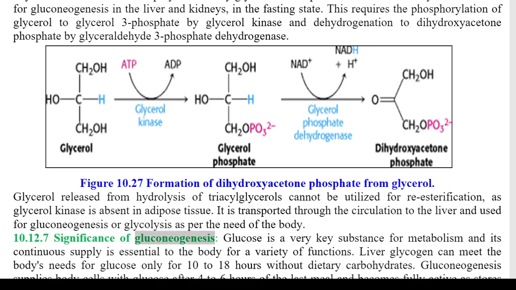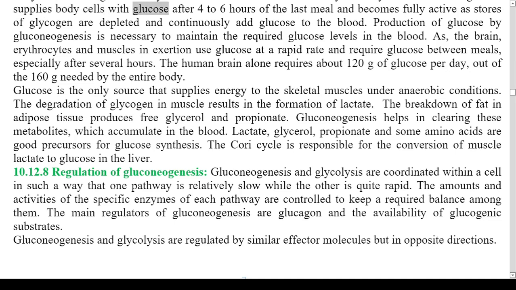10.12.7 Significance of gluconeogenesis. Glucose is a very key substance for metabolism and its continuous supply is essential to the body for a variety of functions. Liver glycogen can meet the body's needs for glucose only for 10 to 18 hours without dietary carbohydrates. Gluconeogenesis supplies body cells with glucose after 4 to 6 hours of the last meal and becomes fully active as stores of glycogen are depleted and continuously add glucose to the blood.